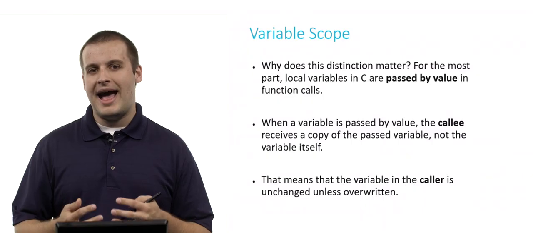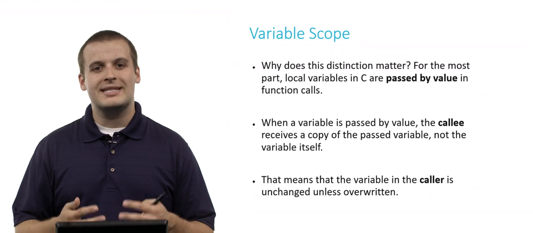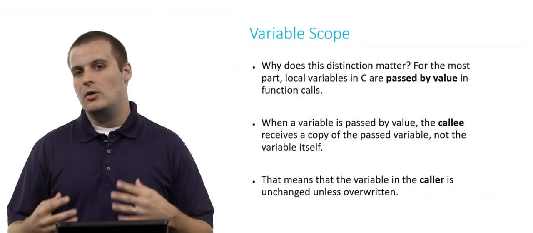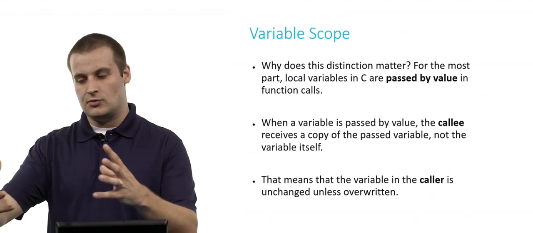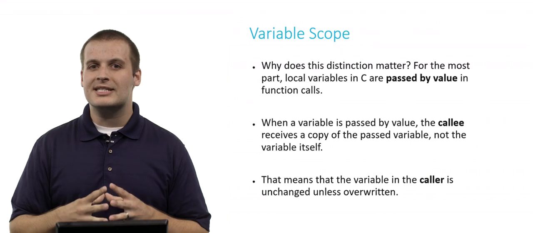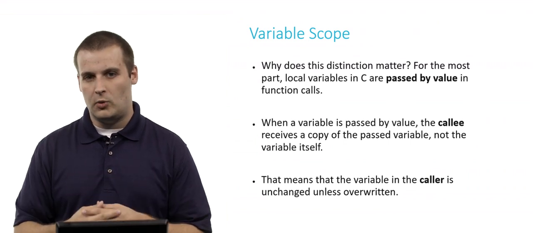Why does this distinction matter? Why do we care whether some variables are local and others are global? Well, for the most part, local variables in C are what's called passed by value when we make a function call. What does that mean? Well, when a variable is passed by value, the callee, which is another way of saying the function that is receiving the variable that gets passed in as an input, doesn't actually receive that variable itself. It receives its own copy of it to work with.